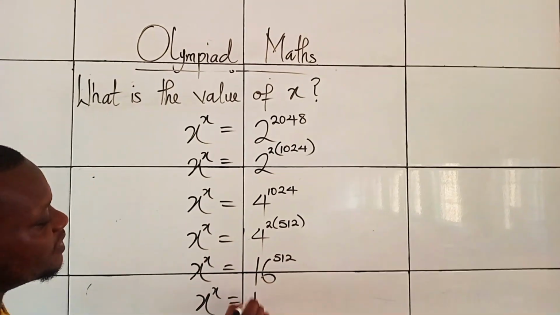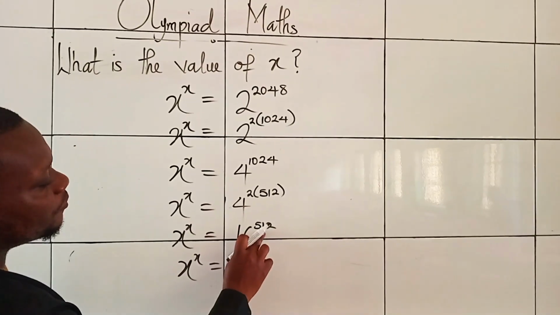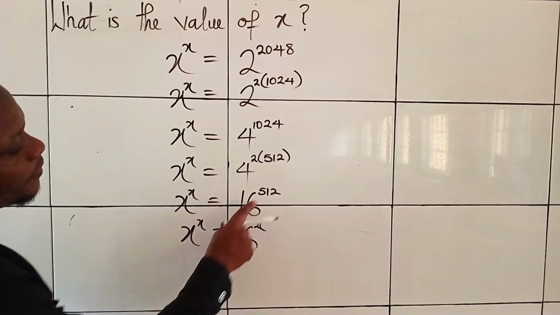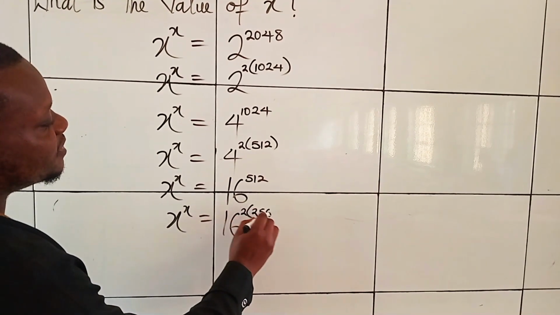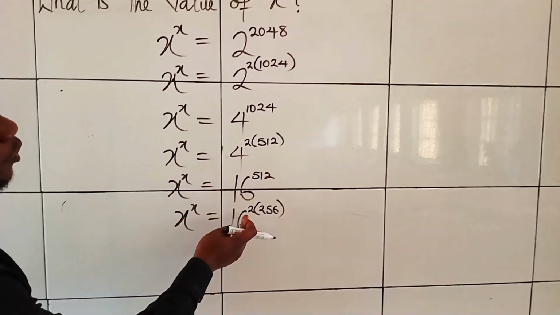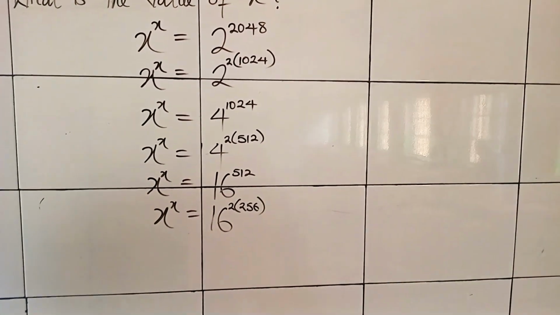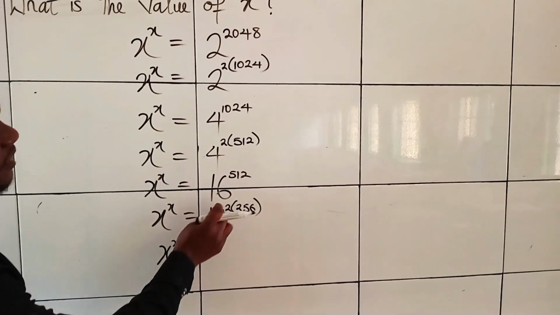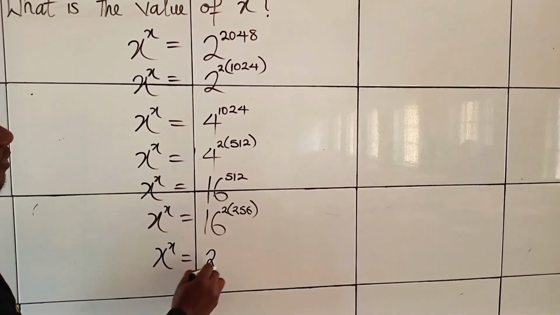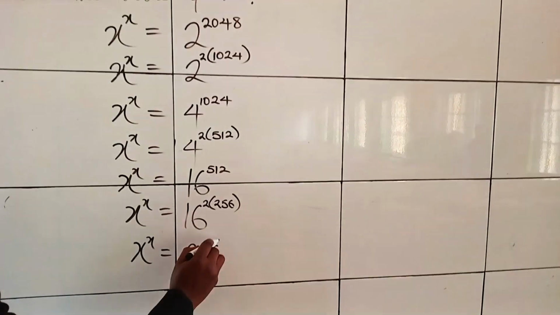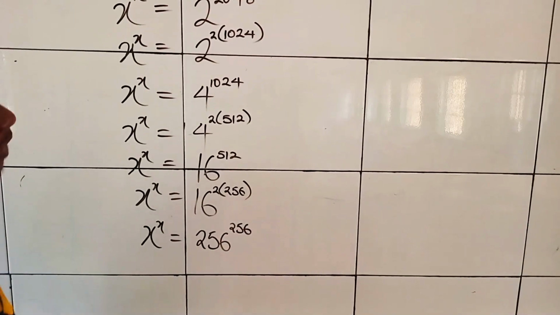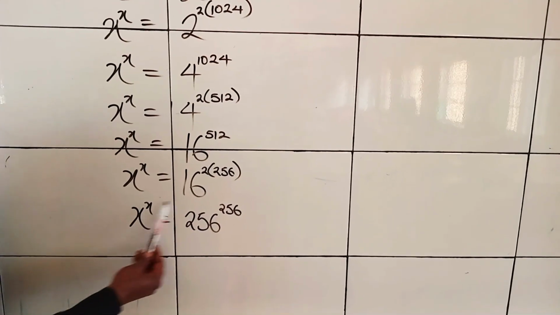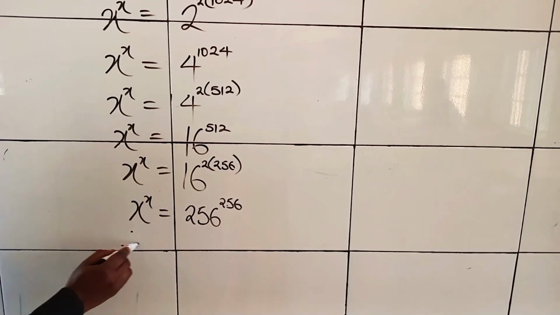Then we repeat the process and say x raised to the power of x equals, now 16 raised to the power of 512 divided by 2, which can be written as 2 times 256. 2 times 256 will give us 512. So we have x raised to the power of x equals 16 squared, which gives us 256, raised to the power of 256. So by comparison, we can tell that x is 256, whether you compare the base or the power.